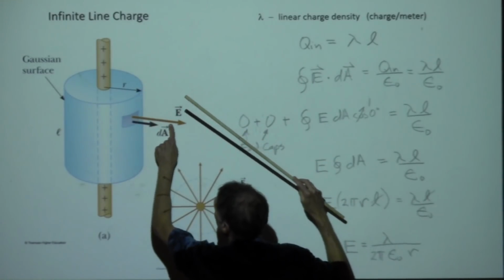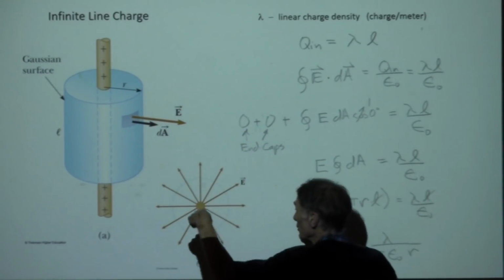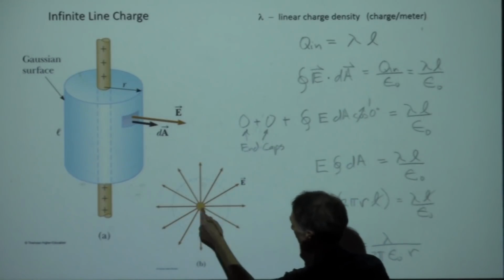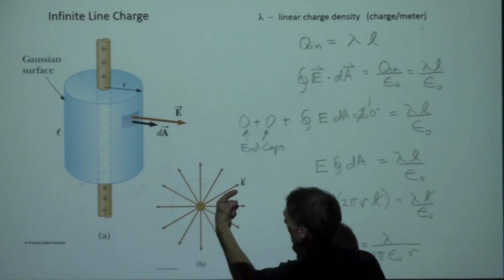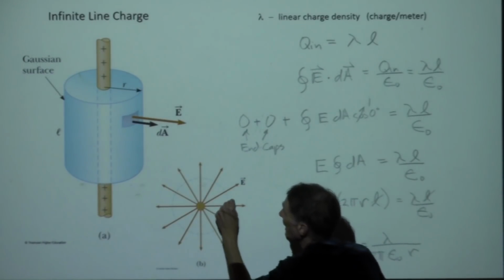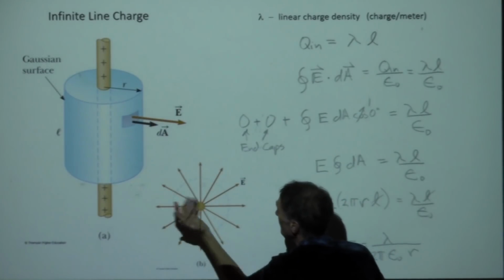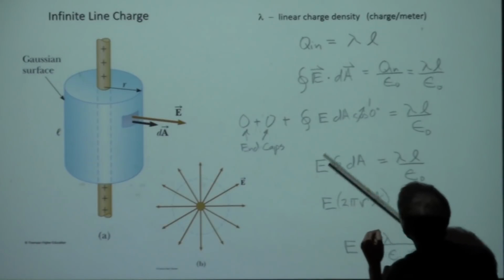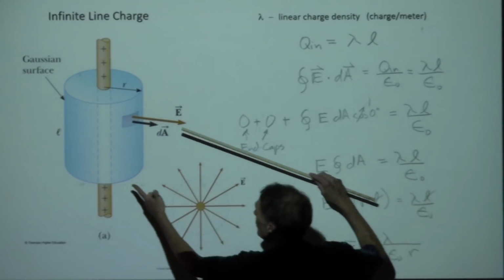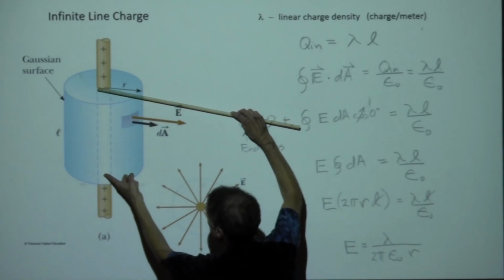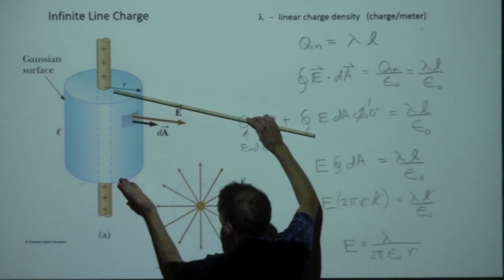Let's say we want to find the electric field at some r. This is looking down the end here. So out at some r, we've got the electric field pointing out. We're going to set up this cylindrical Gaussian surface like this, so all these electric field lines are out. The charge that's enclosed is just going to be this amount. We've got these end caps.